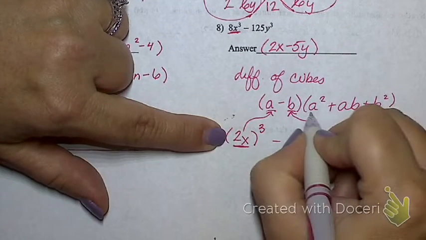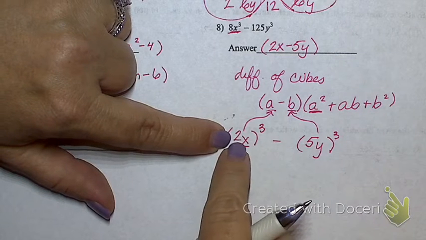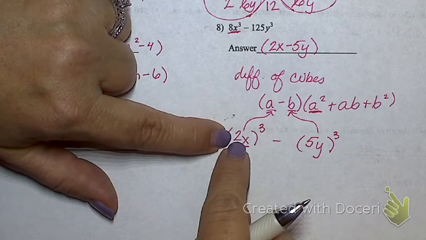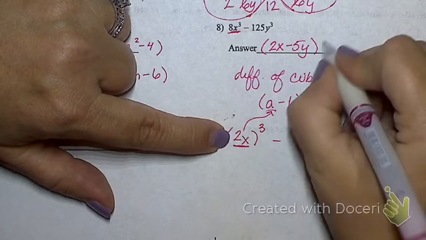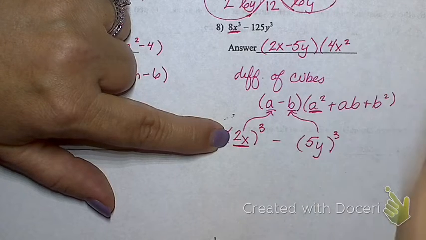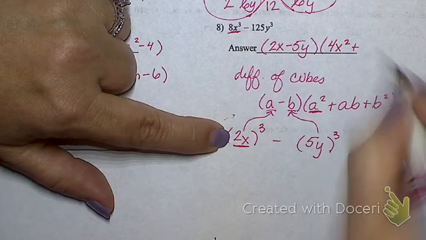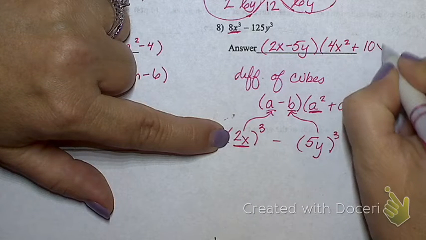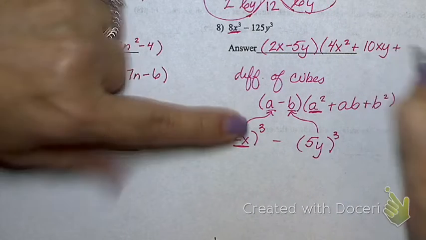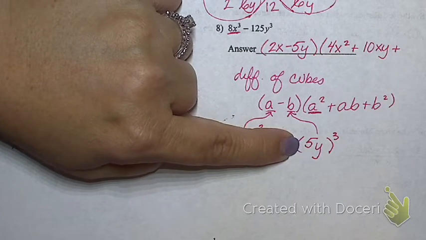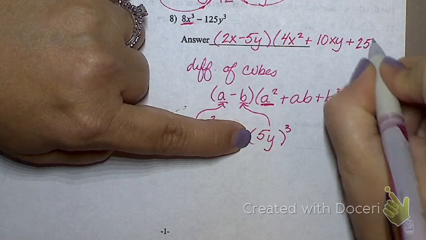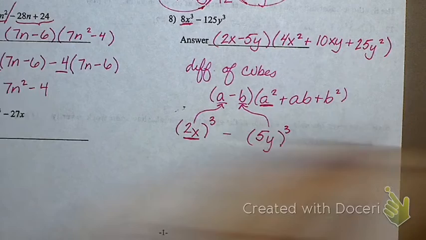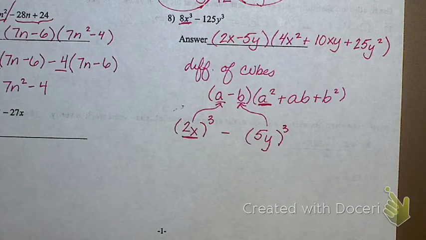Okay. Then this says a squared. How do I square 2x? I square the 2 and I square the x. That gives me 4x squared. Plus a times b. What's 2x times 5y? 10xy. And then finally plus b squared. How do I square 5y? Square the 5 and the y. That gives me 25y squared. Done.